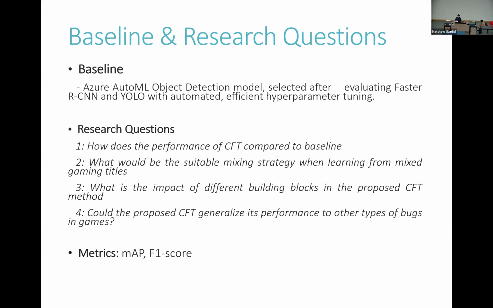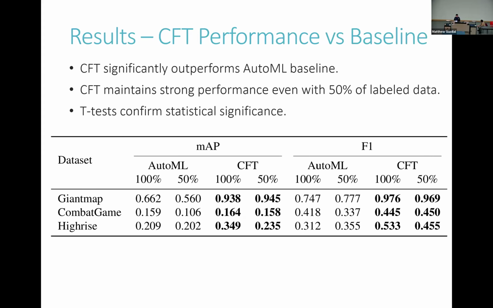The coming slides will show the results based on the four research questions. In this table, we show the results of SAFETY and that from the baseline. Here AutoML is the baseline, and SAFETY is the proposed method. And in this table, 100% means we use all of the labeled data we have, and 50% means we use half of the data.